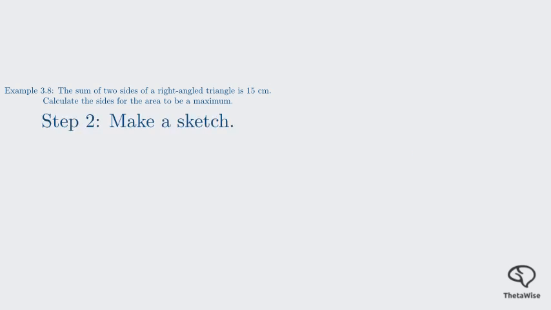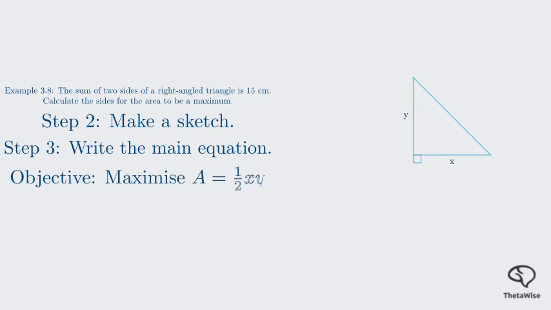Let's start with a sketch to visualize the problem. We have a right-angled triangle. Let's call the horizontal side x and the vertical side y. Step 3, the objective is to maximize the area of the triangle. The formula for the area A is 1/2 times the base, x, times the height, y.